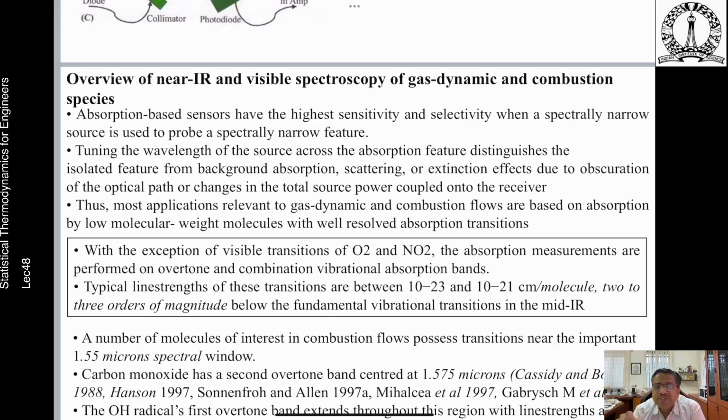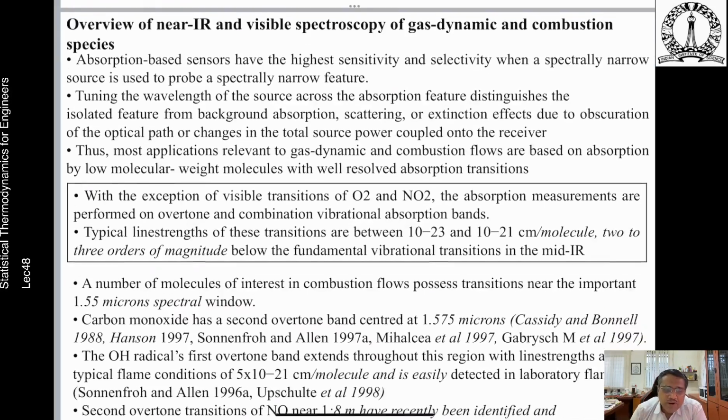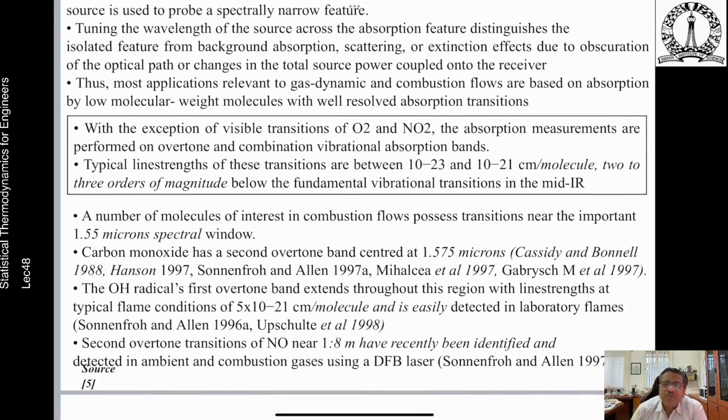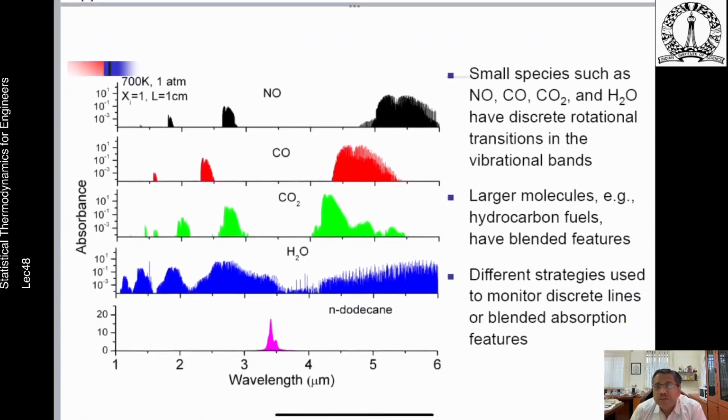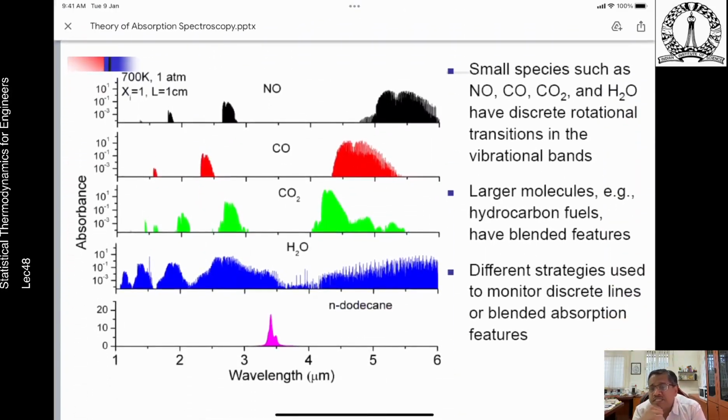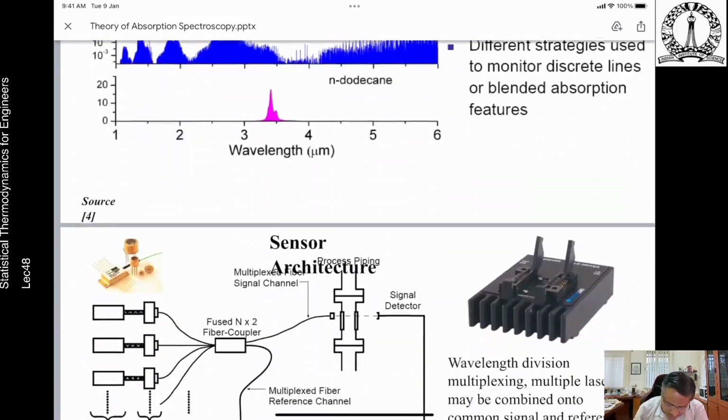Typical line strengths of these absorptions are between 10 to 20 centimeter per molecule, right? A number of molecules of interest in combustion flows possess transitions near this 1.55 micron window, so a lot of these measurements are quite easily available. The small species have discrete rotational transitions in the vibrational bands. Larger molecules have blended features. All these are absorbers: NO, CO, CO2, water, and that last one is n-dodecane, right?